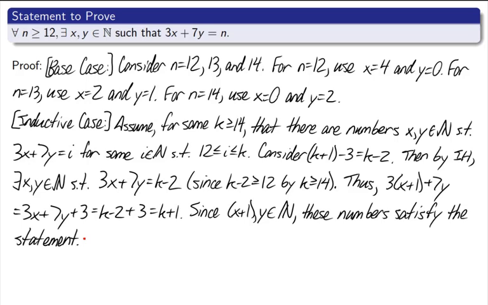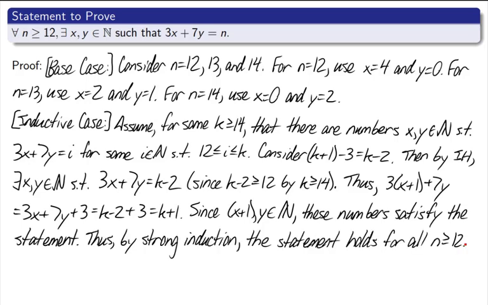Let's just write a summary statement. Thus, by strong induction, the statement holds for all n greater than or equal to 12, and that is the end of our proof. We'll only use this one example for this particular video, but remember that strong induction can be used to prove very interesting claims.